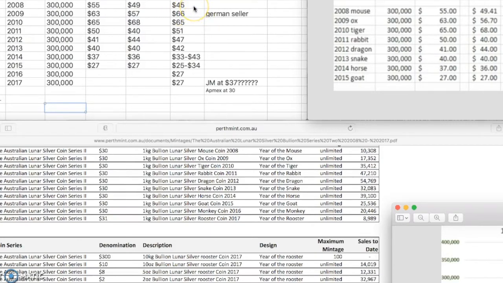So currently, mouse has dropped to $45. The ox, the only place I saw it recently was a German seller, and that has gone up to $66. The tiger from 2010 has stayed in the same ballpark of about $65. The rabbit has increased in price from $40 to $51, consistent with where it was in 2015. The dragon has gone from $44 to $47. The snake has gone from $40 to $42 in 2017.